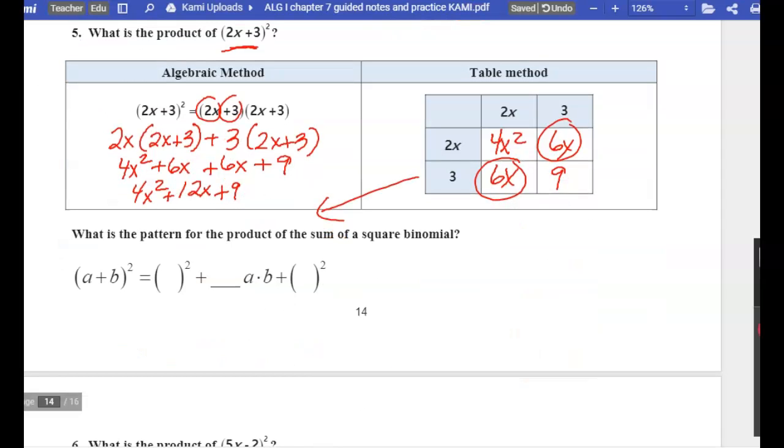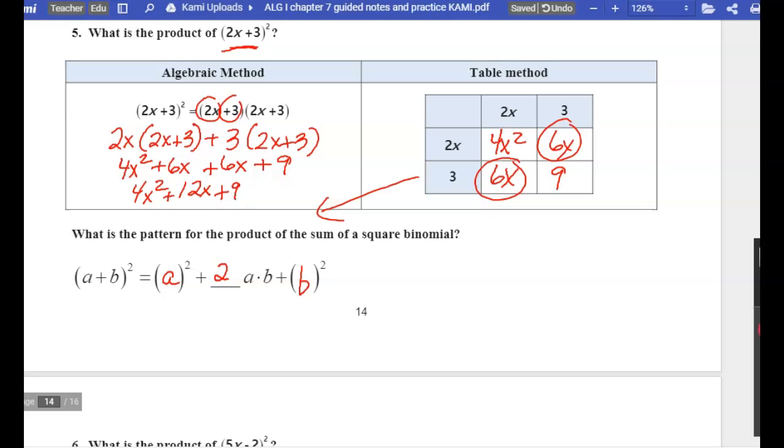So what is our pattern? Well, the pattern is similar to the last time in that you're going to have the a squared here and the b squared here. But as I alluded to previously, you have how many different 6x's? You had 2 of them. So you take 2 and you multiply it times a and b.